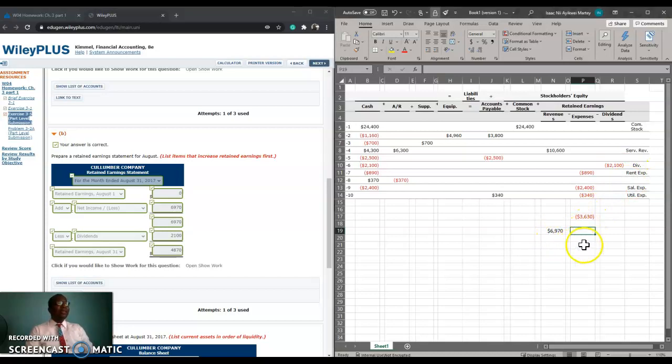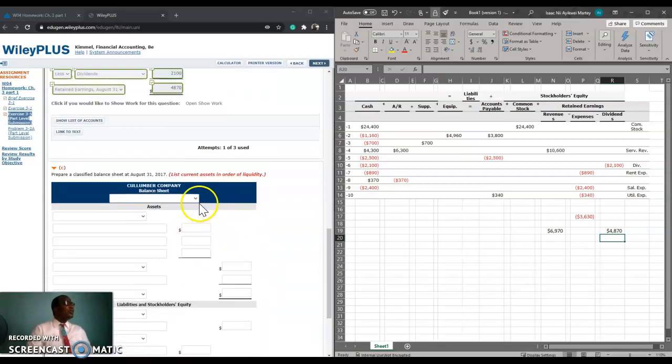To get our answer, we can come here and do equals to this number, which is the retained earnings, the net income plus the beginning retained earnings. Then we add this to our dividend, and we get the value remaining, which is $4,870. So that is the retained earnings at the end of the month, August 31st. Please take note, it is at the end of the month, August 31st.